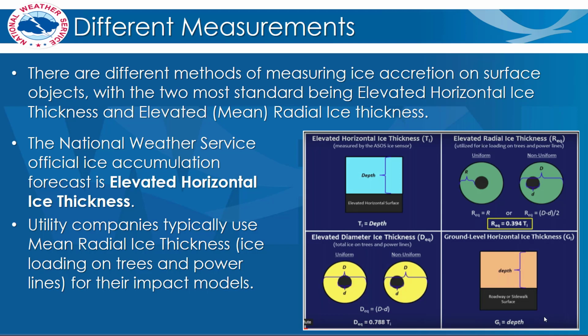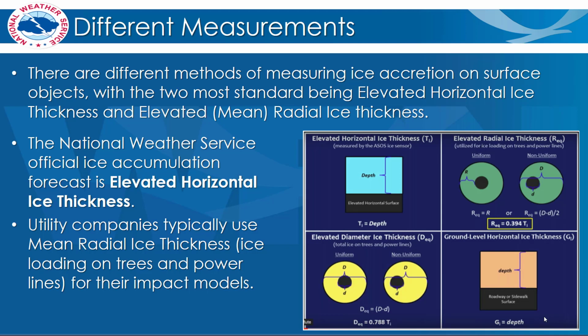The two most standard ice accumulation measurement techniques are elevated horizontal ice thickness, which is directly measuring ice thickness on an object that is off the ground, and elevated radial ice thickness, which is a technique of measuring ice around a branch or power line.